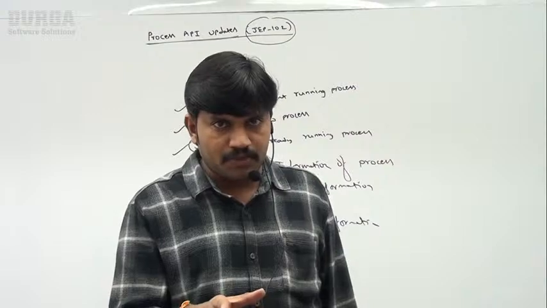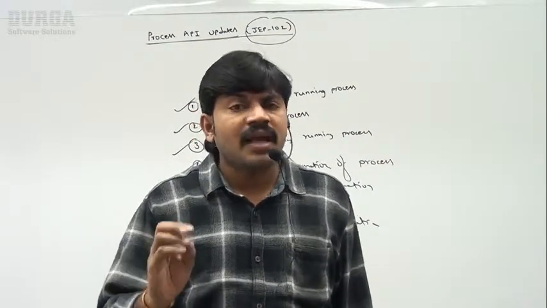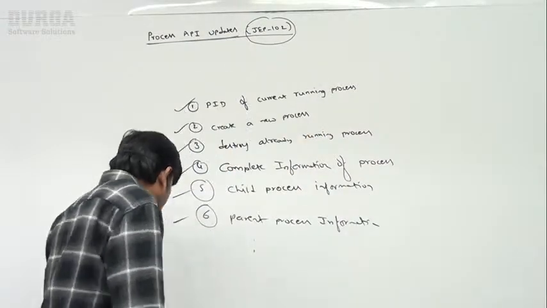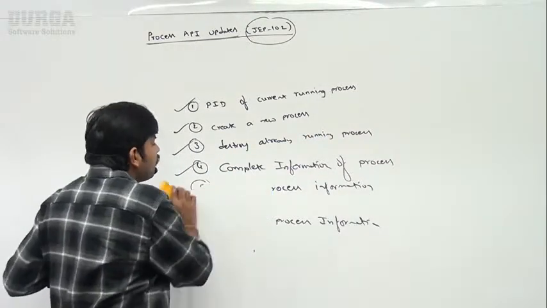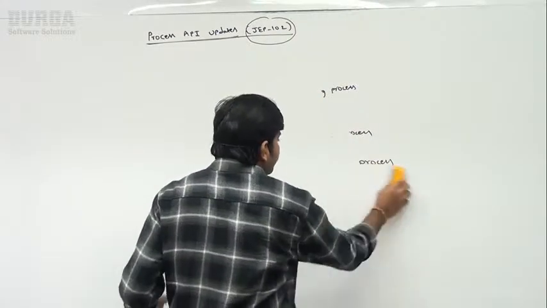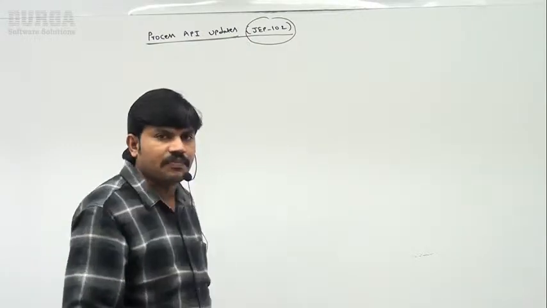I hope you people are able to understand, right? Next, in Java 9, as part of the process API update, what things came into the picture? Sir, very simple. Make sure what enhancements came to the Java 9 process API updates.